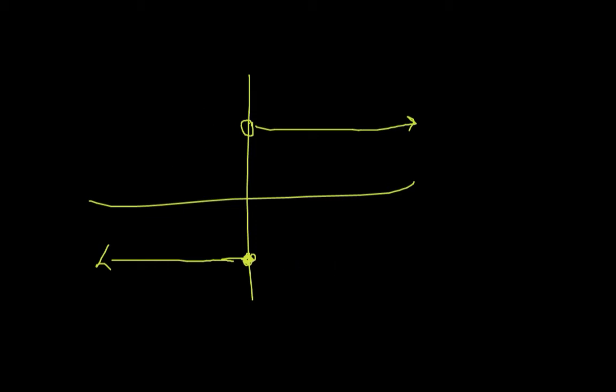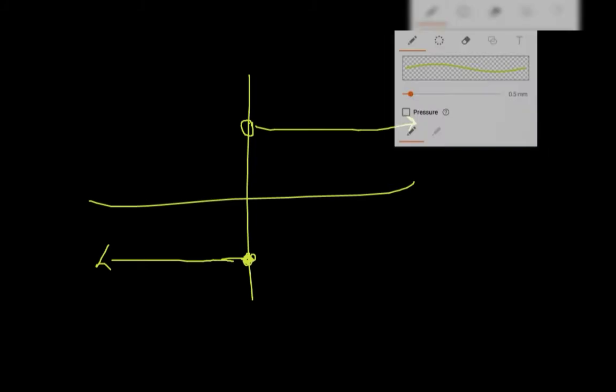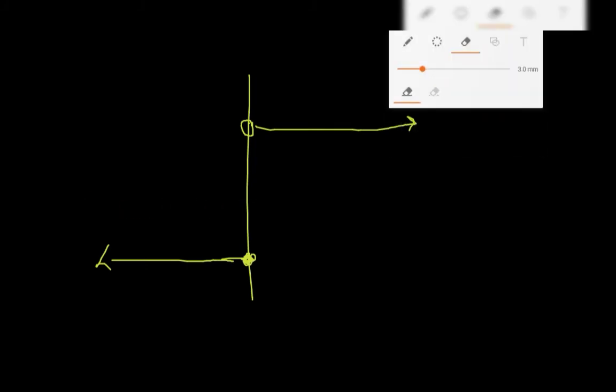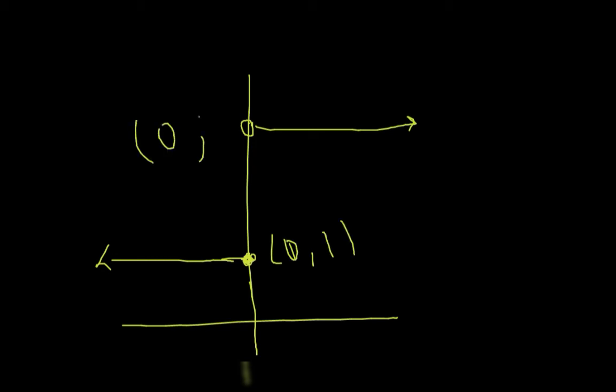This will be nothing but... I think I drew the graph wrong. I drew the graph totally wrong. See this, it will be (0, 1), and this will be (0, 2). I'm sorry, this should be the graph.